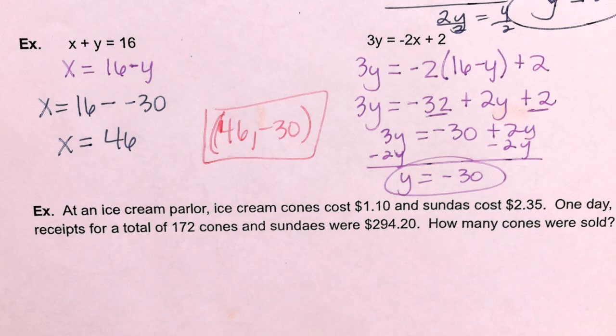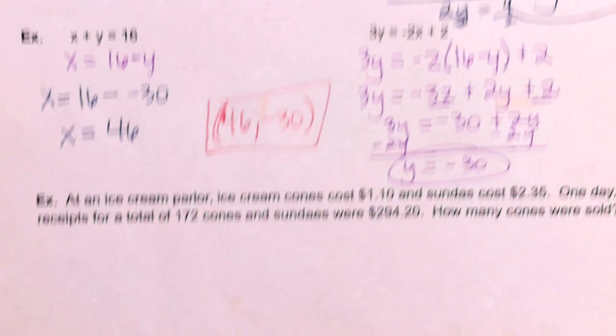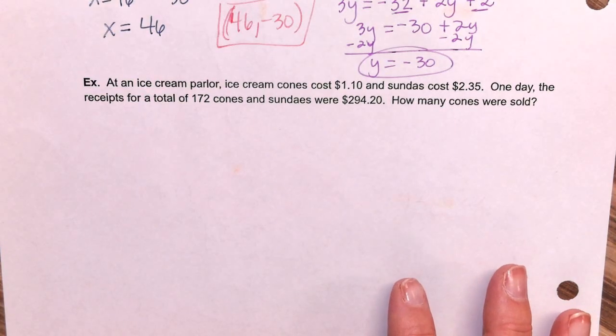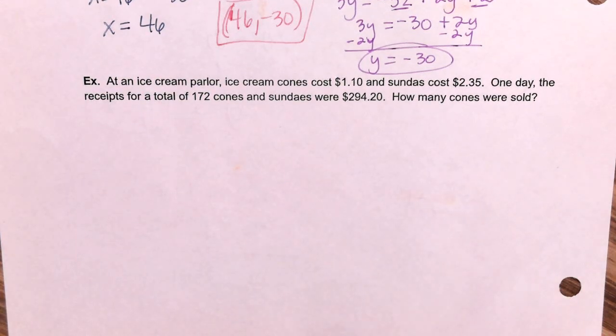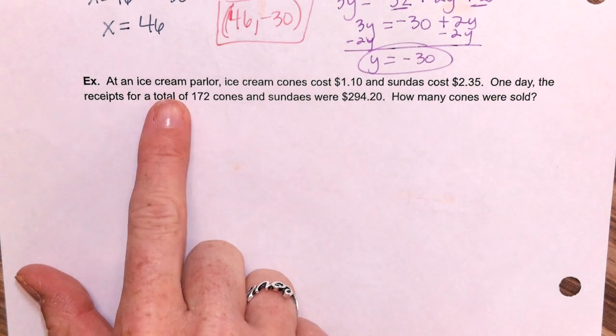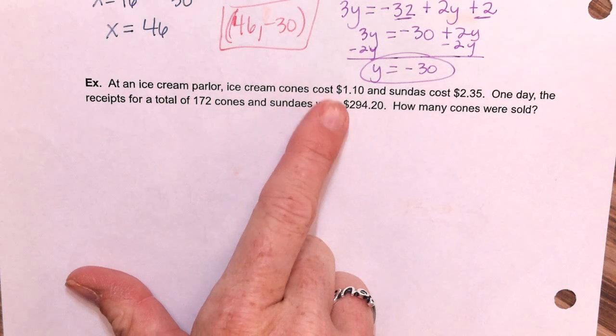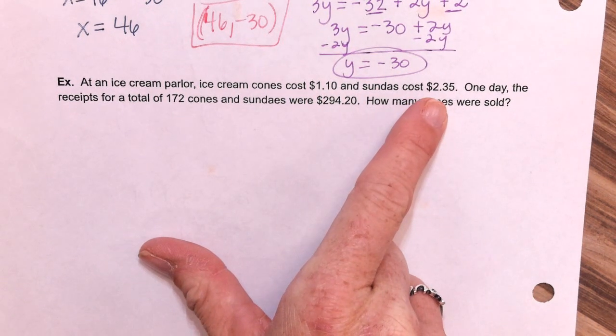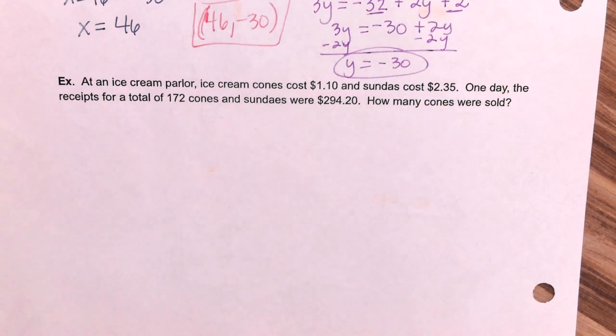Now we're going to do a real life situation that you would actually use this in. Okay? Here we go. How many equations do you think we're going to have to write? 2. Why? We're doing systems of equations. Here we go. At an ice cream parlor, ice cream cones cost $1.10 and sundaes cost $2.35. One day, the receipts for a total of 172 cones and sundaes were $294.20. How many cones were sold?